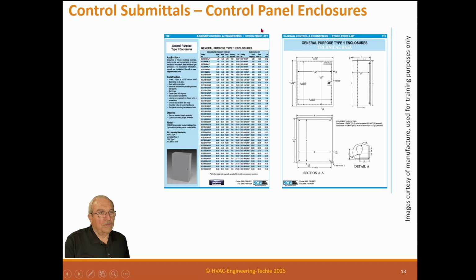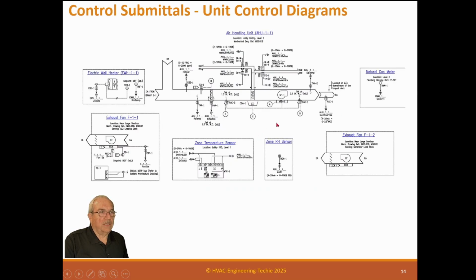Control panel enclosures. You need to see what they're going to use for control panels. Control panels come in all different types and sizes, and different NEMA ratings. NEMA 1 for indoor. They're going to have NEMA 4 or NEMA 12 outside, NEMA 4X for water. There's all kinds of them, and you need to just see what you're going to get there.